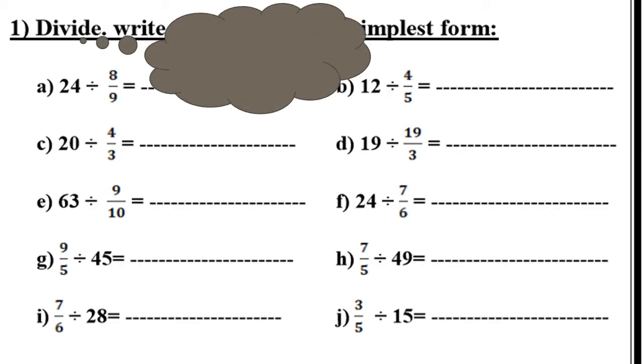They are asking you to divide and write the fraction in the simplest form. 24 divided by 8 over 9. Let's remember together the steps of the division of fractions: keep, switch, reciprocal. Or we can say, as we said, keep, switch, flip. Flipping means the reciprocal of my fraction.